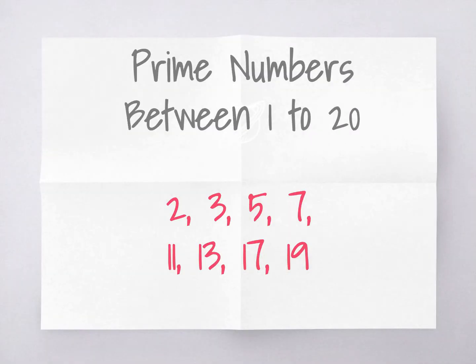The prime numbers between 1 to 20 are 2, 3, 5, 7, 11, 13, 17, and 19.